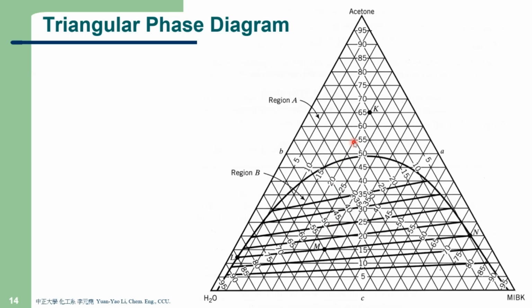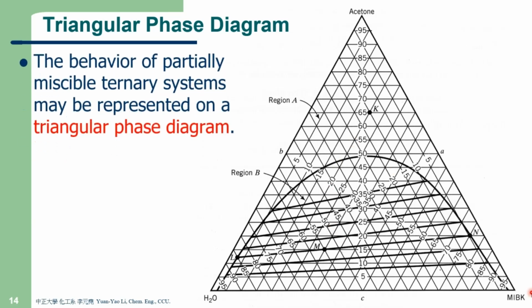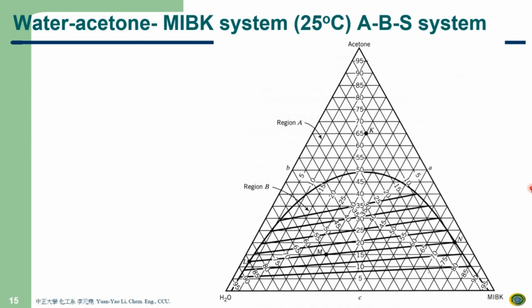And how do you read this? It's called a triangle phase diagram. This is the diagram at a temperature of 25 Celsius. This is A, which is water, and this is B, which is the solute, because acetone dissolves in water; it's miscible. MIBK dissolves the acetone but is immiscible with water. So this is S, the extraction solvent.